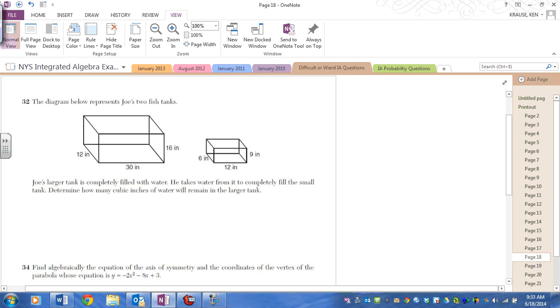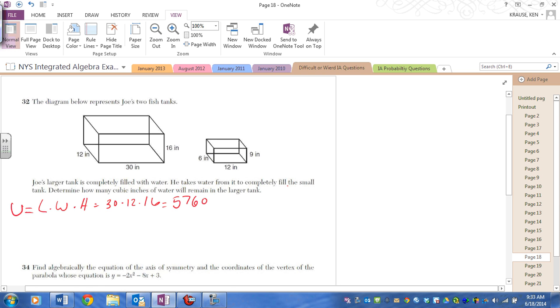Joe's larger tank is completely filled with water. He takes the water from it to completely fill the smaller tank. Determine how many cubic inches of water will remain in the large tank. Wait. Joe's larger tank is completely full with water. We're talking about volume, so let's take the volume. It's equal to length times width times height. So that's equal to 30 times 12 times 16, which equals 5,760.